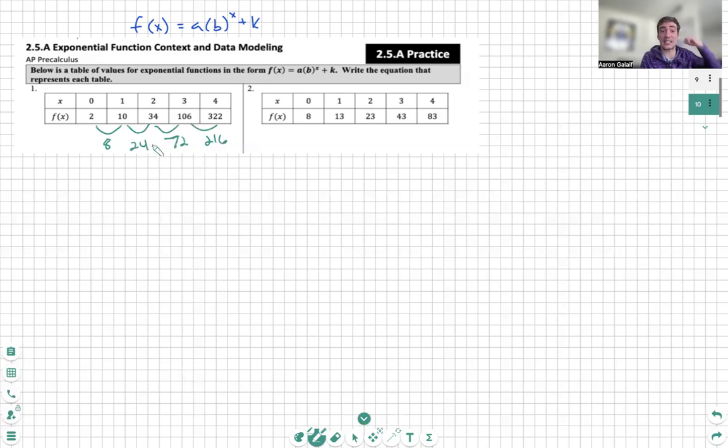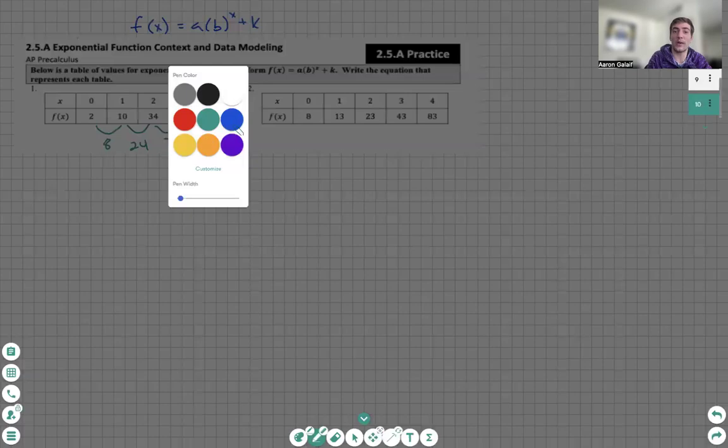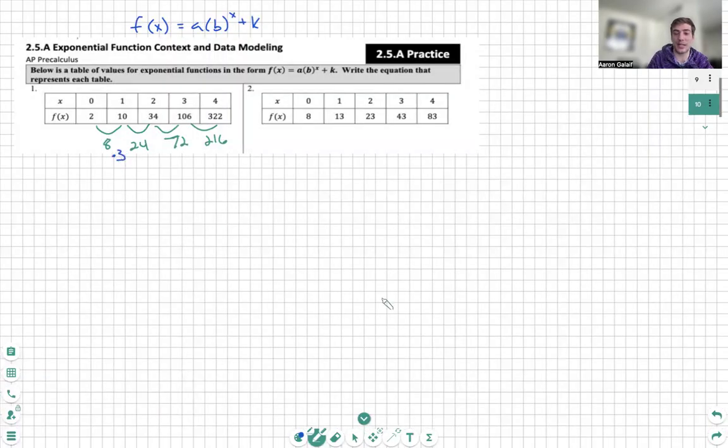Now we can see that this is a geometric change. It's being multiplied. All we need to figure out is, 8 times 3 equals 24. 24 times 3 equals 72. 72 times 3 is equal to 216. So therefore, my b is 3. That's it. So now we're going to rewrite y equals a times 3 to the power of x plus k. And all we need to do now is solve for a and k.